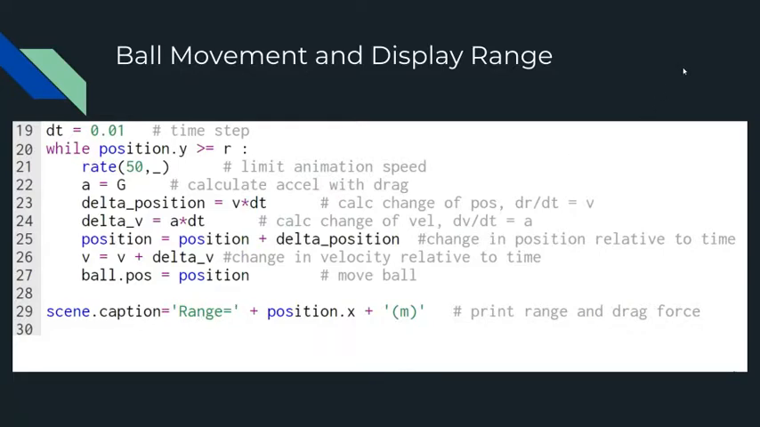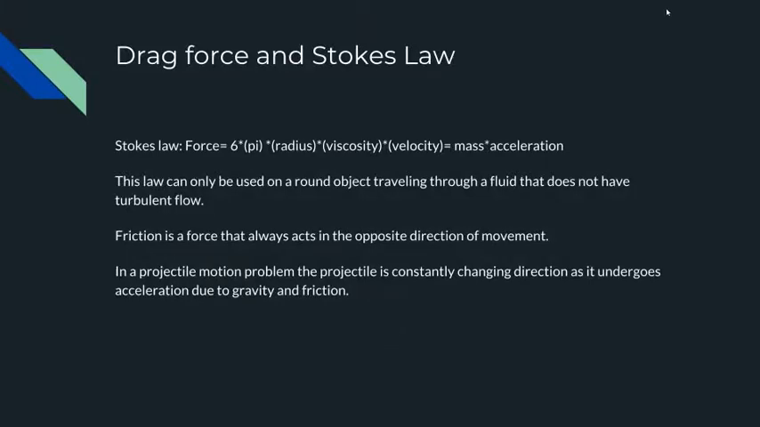So, alrighty. Drag force and Stokes' law. Stokes' law is force, or mass times acceleration, equals 6 pi times the radius of the sphere times the viscosity of the fluid times the velocity of the object or the sphere. So we were given 5 variables. There are 4 of them in this equation: radius, viscosity, velocity, and mass. The angle the object was launched at doesn't matter to calculate the drag force because the direction of movement doesn't matter.